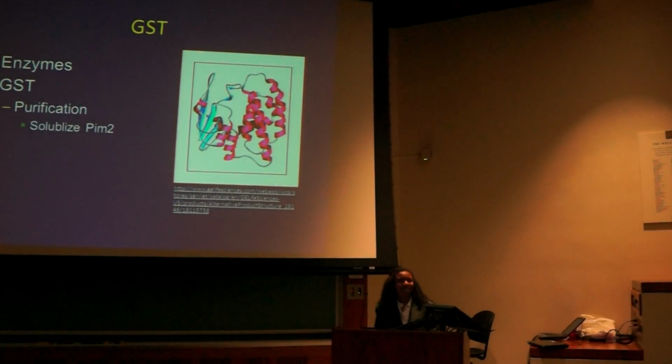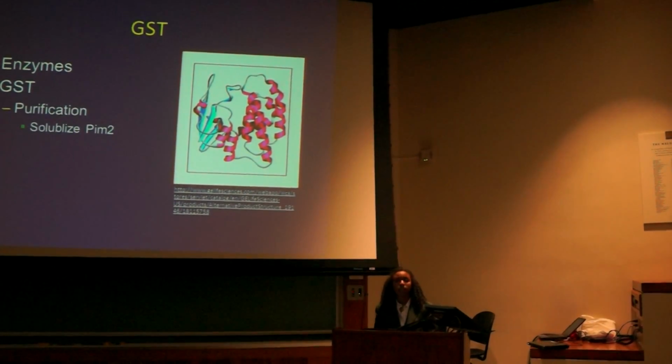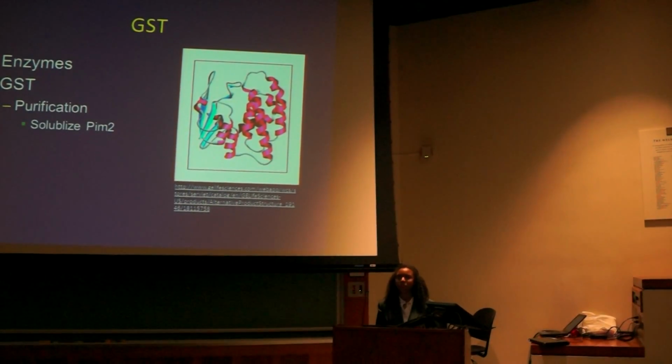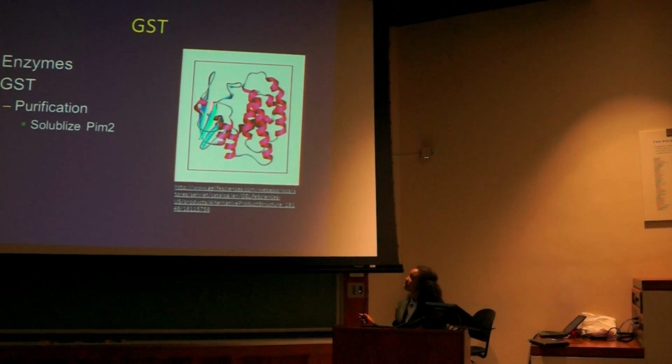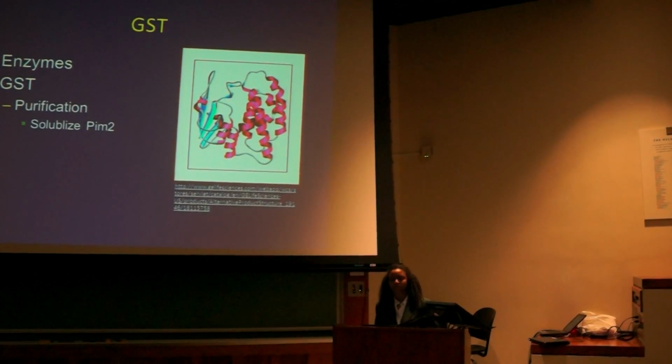Now, GST is a family of enzymes. We use it in a fusion protein to purify the other protein. And in our case, we're using it to solubilize PIM2. Again, to the right is a picture of the crystallized form of the protein GST.